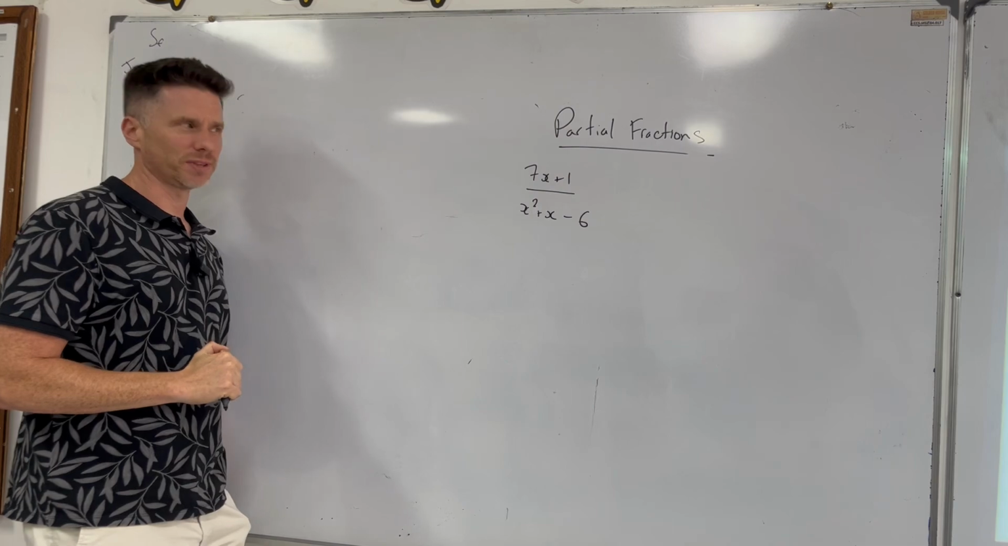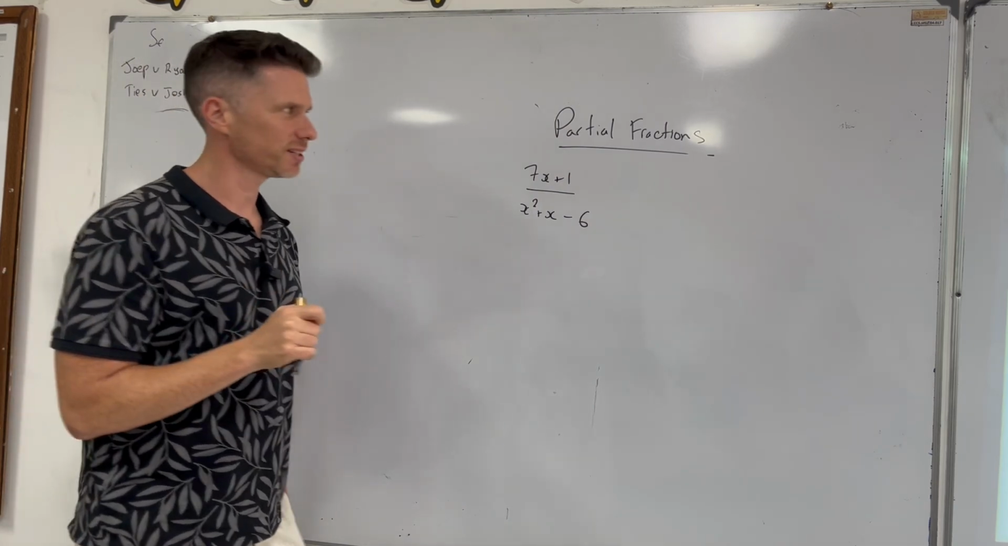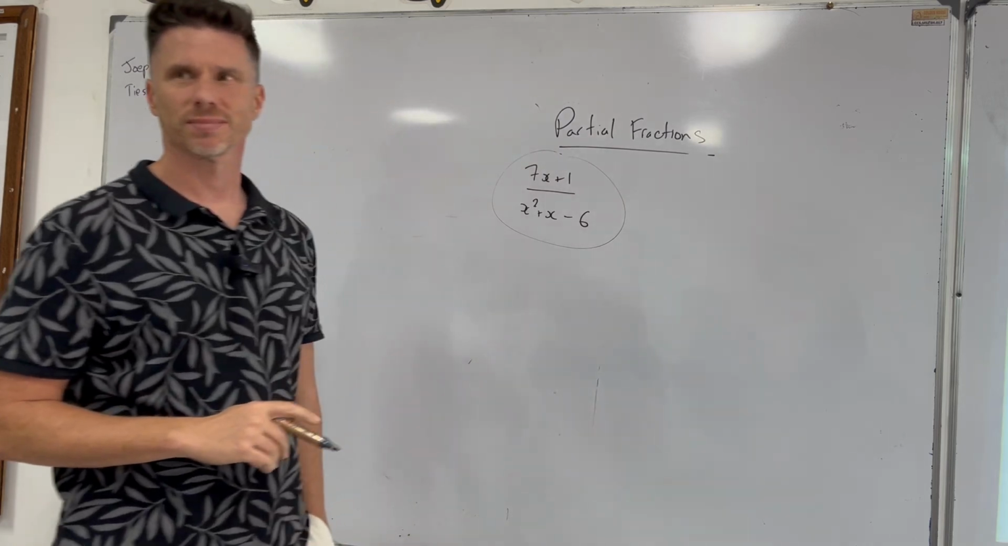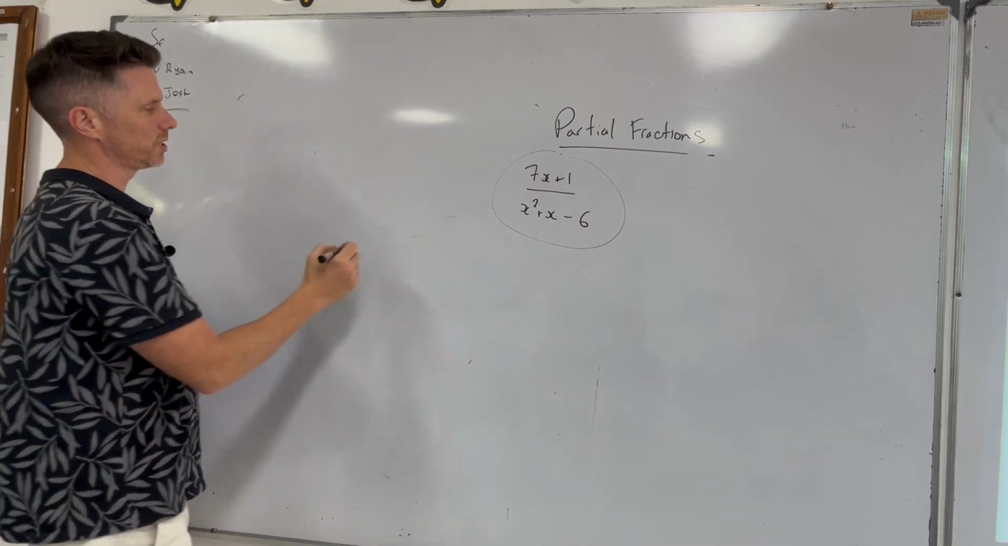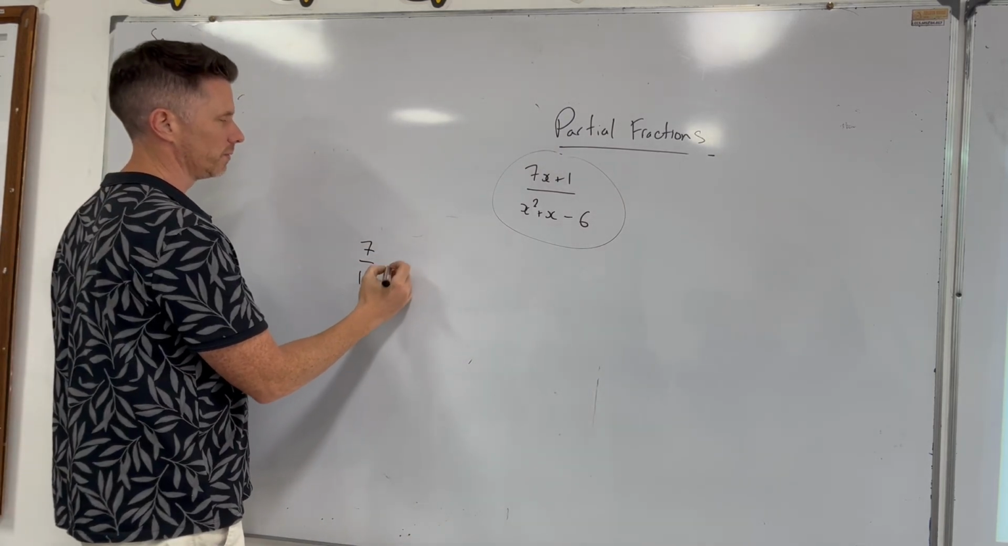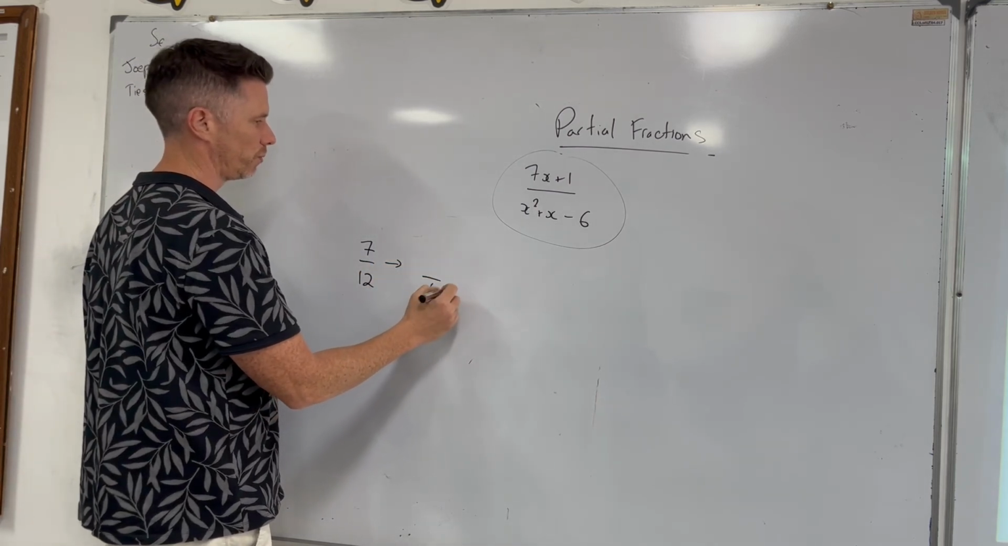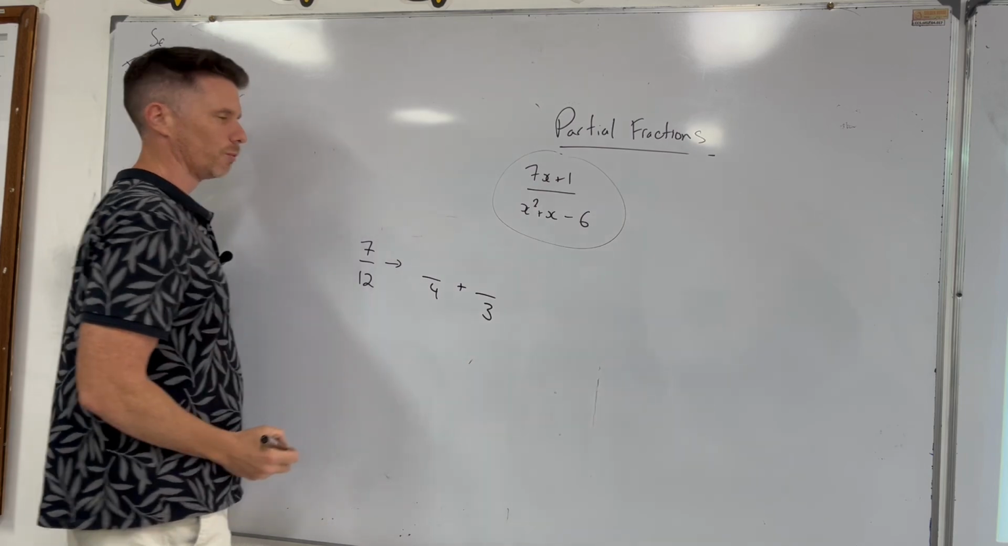Right, so the goal of this is to turn this fraction into two fractions. That's it. So it's a bit like if someone said, if I have 7 over 12, and I want to write this as fractions, something over 4 plus something over 3, what could I do?